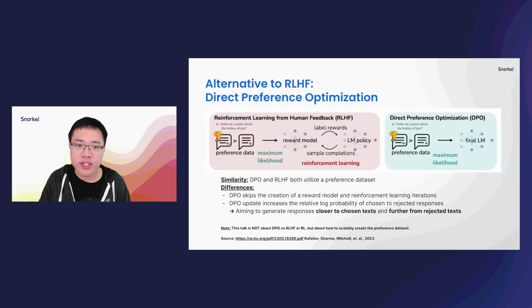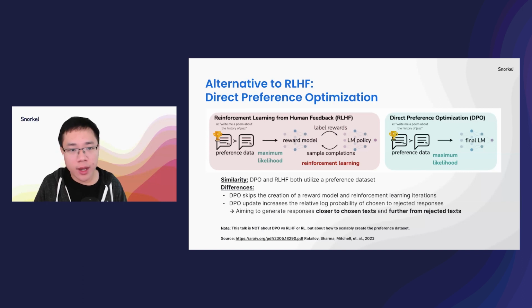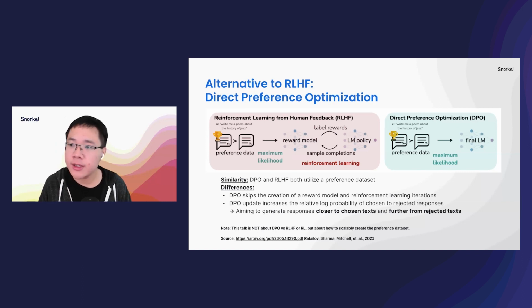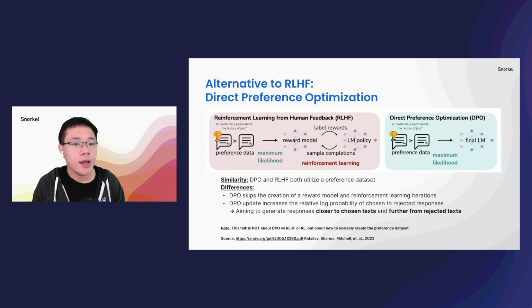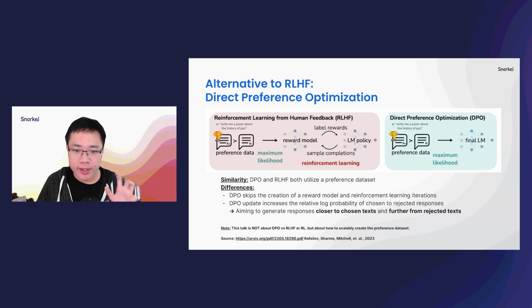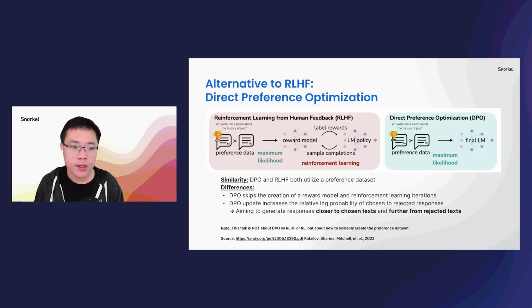There's also an alternative to RLHF. This is recently new, DPO, direct preference optimization. This is coming from the Stanford lab. Here's a diagram where you can see the differences. In the similarities, you see both approaches utilize a preference dataset. So you see here the preference dataset in both cases.